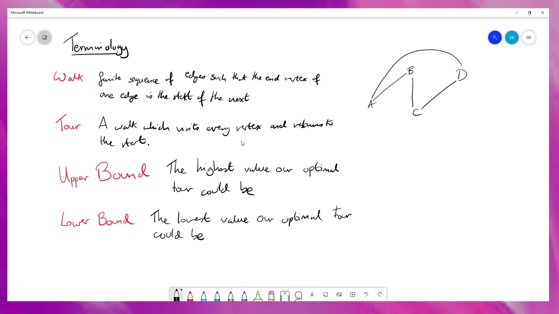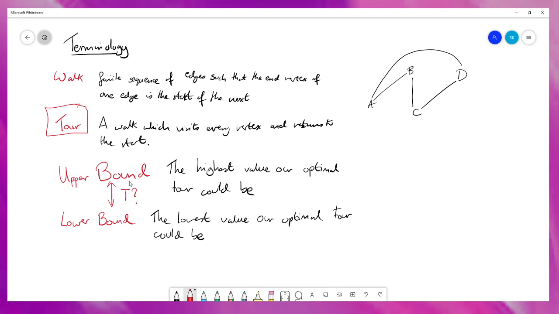A tour, which is the most important term in this set, is a walk which visits every vertex and returns to the start. So this is a tour. The key thing with what we're doing is finding these. That's what the travelling salesman problem is all about: finding tours and picking the best one. Now, as I said, that's not always possible. So what we do instead is we find an upper bound, which is the highest value our optimal tour could be. We find a lower bound, which is the lowest value our optimal tour could be, and our answer is going to be somewhere in between the two.